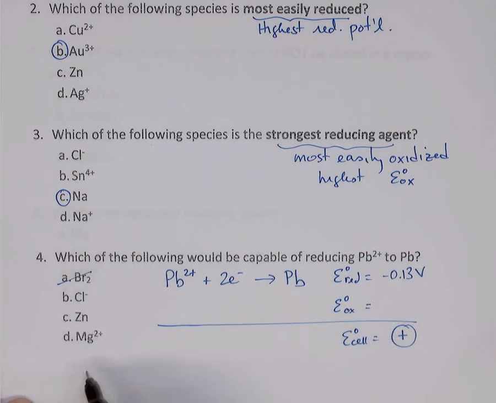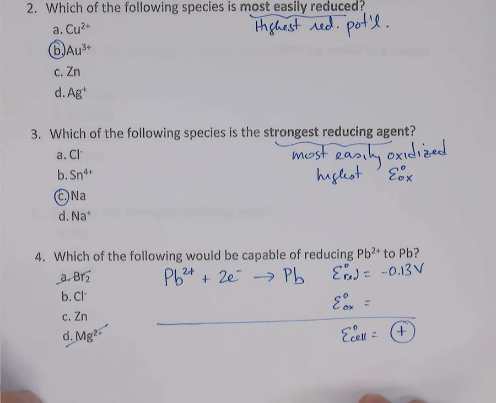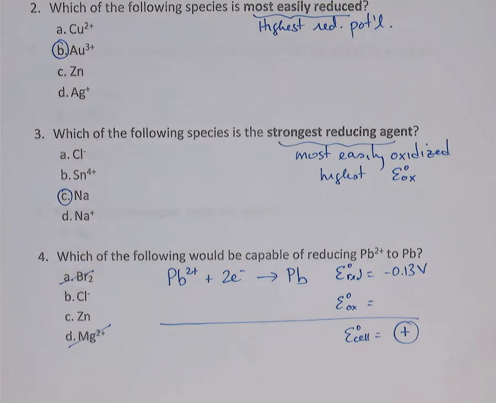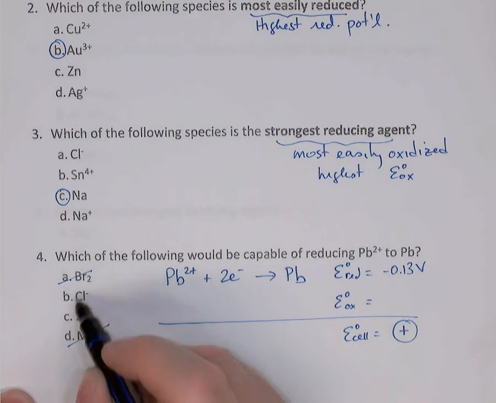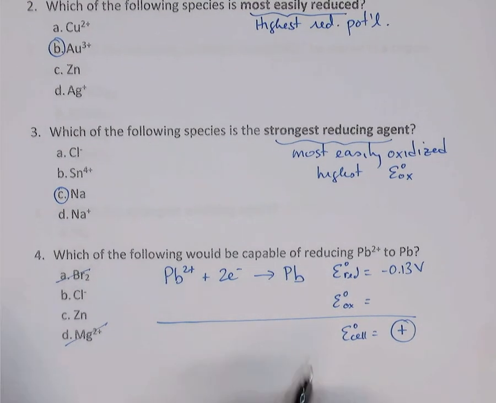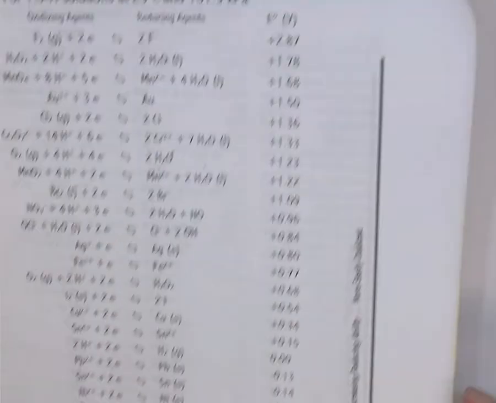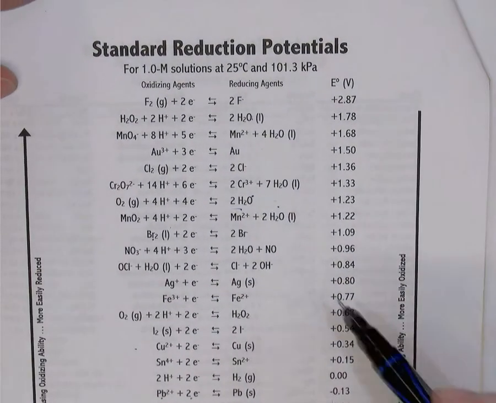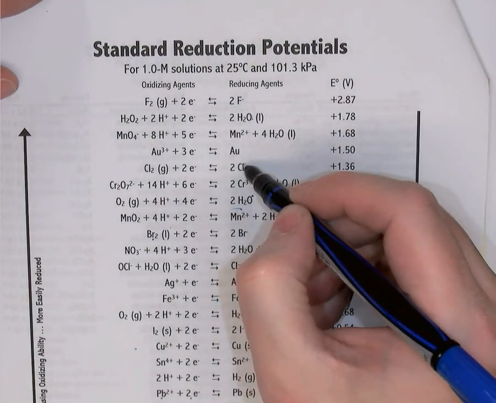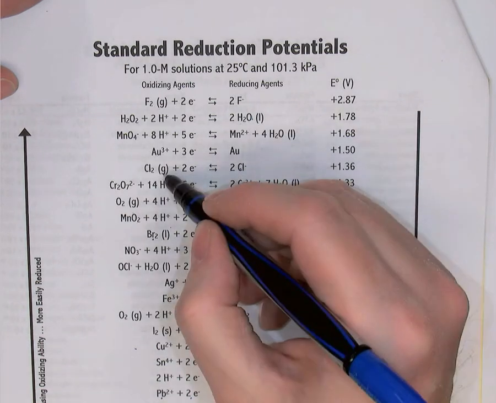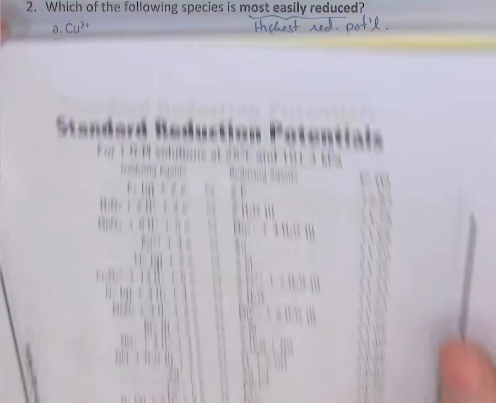Another one here that does not get oxidized, it's not on your chart on the right-hand side, is the magnesium ion. Mg2+ is already oxidized, so it will not lose any more electrons. So Mg2+ is not found on your chart on the right-hand side. B and C, chloride and zinc, can both be oxidized. If you look on your reduction table, chloride is near the top, and we read this backwards. Chloride can be oxidized to chlorine gas.